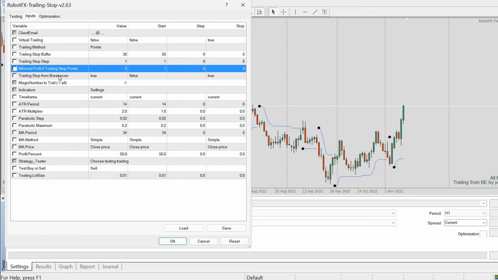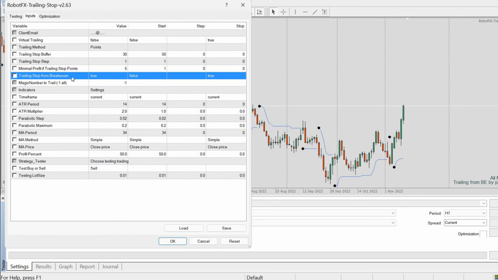There's the possibility to trail the price from break even, and it refers to the profit. So basically, if you have set this to true, the expert advisor will drag the stop loss only when that trade will be profitable, according, of course, to the position where the stop loss would be. And if, by opposite, you set it to false, then the stop loss will be placed and dragged regardless of the profitability of the trade.